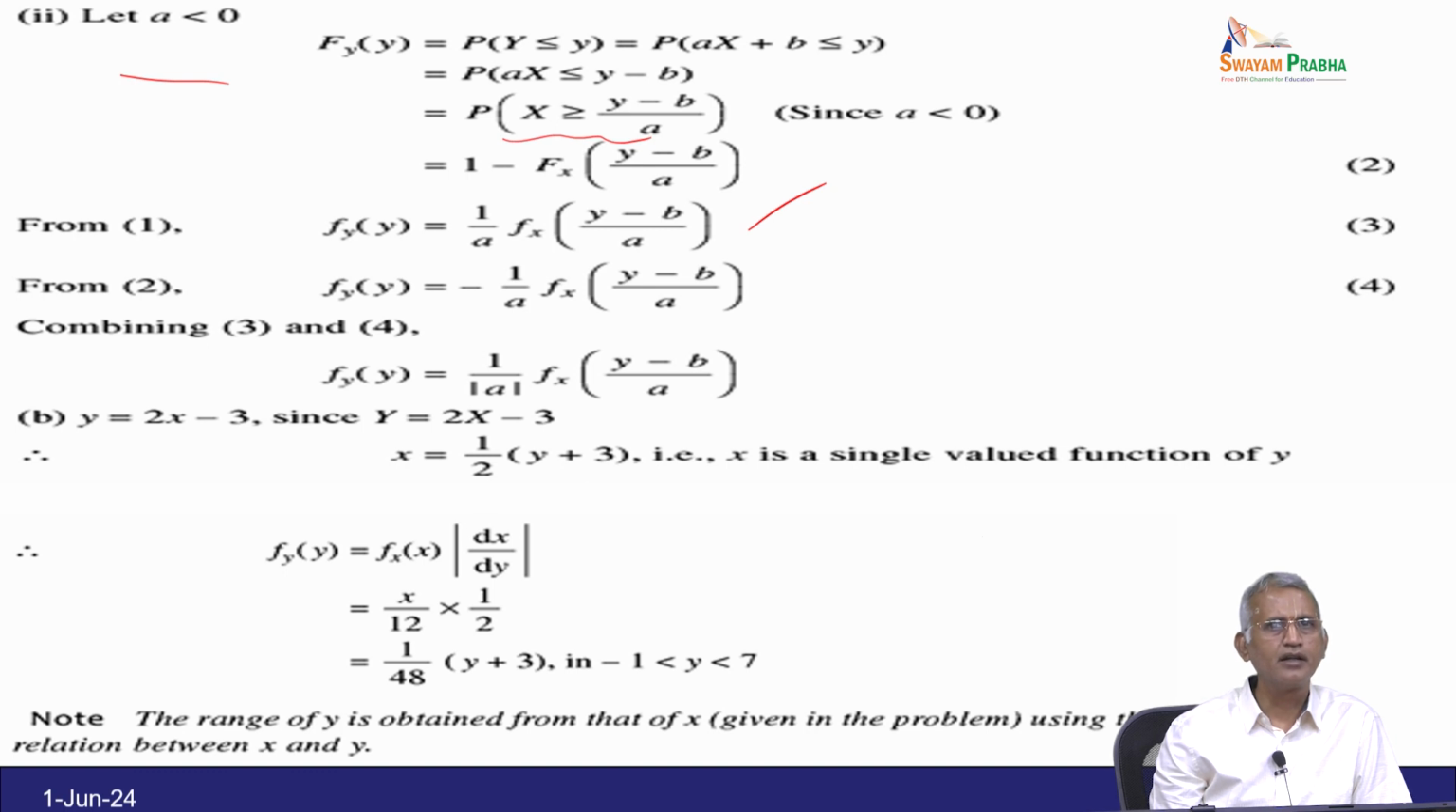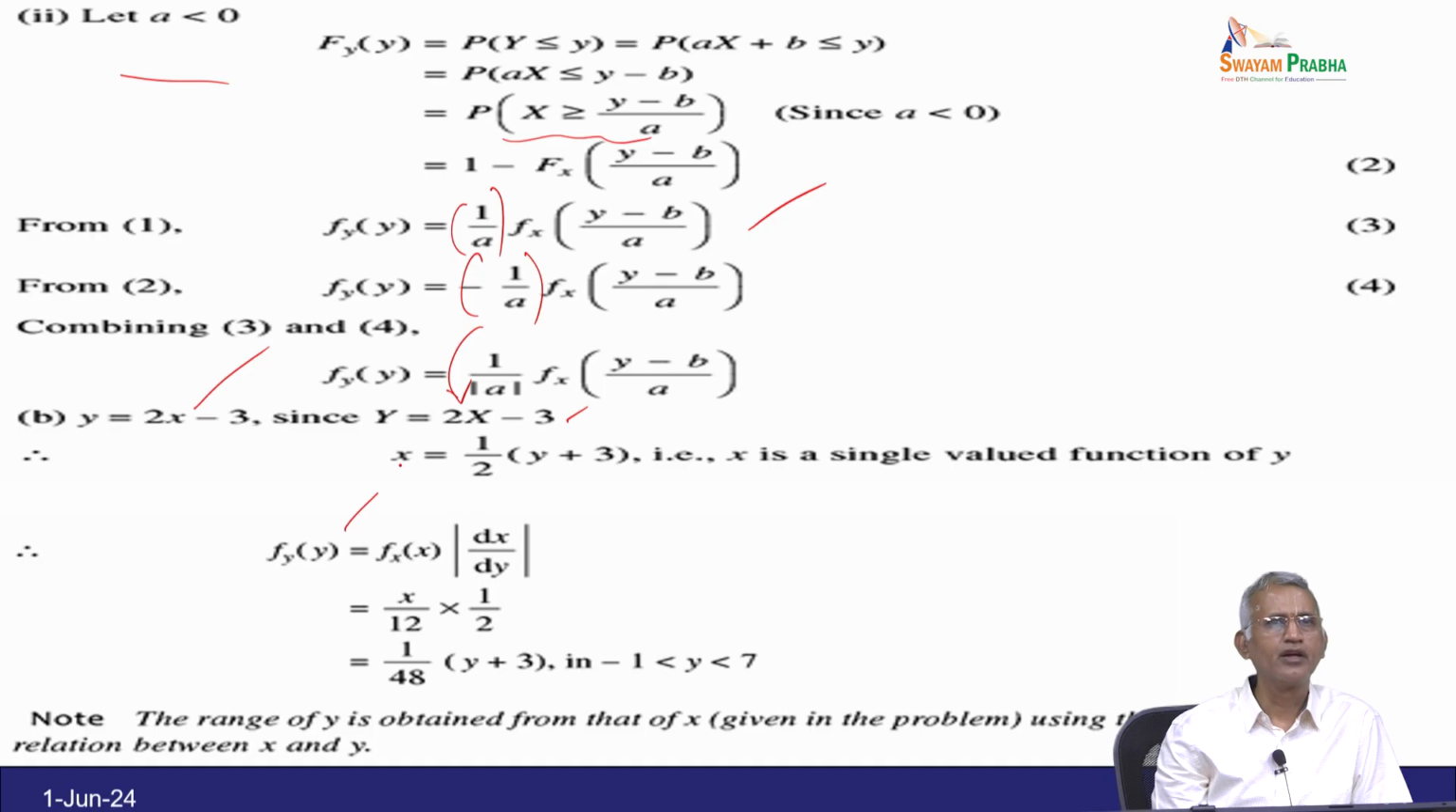So, combining 2 and 3, 3 and 4, one is 1 by a, another one is minus 1 by a, therefore we have 1 by modulus of a into f x of (y minus b) by a. Now, you take the value y equal to 2x minus 3. So, x becomes 1 by 2 into (y plus 3). So, x is a single valued function of y.